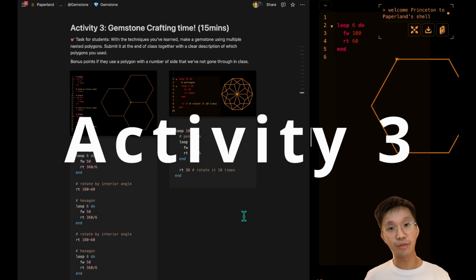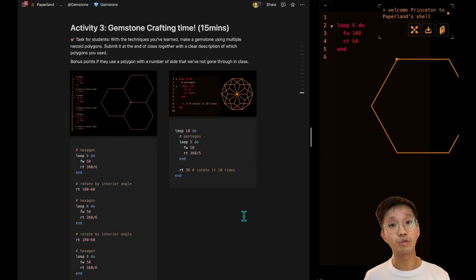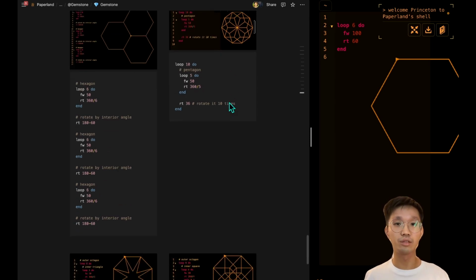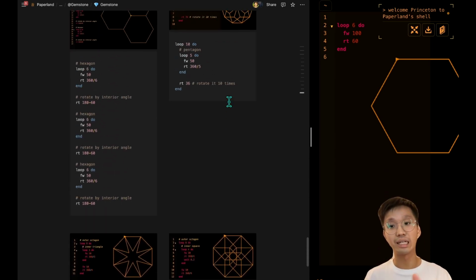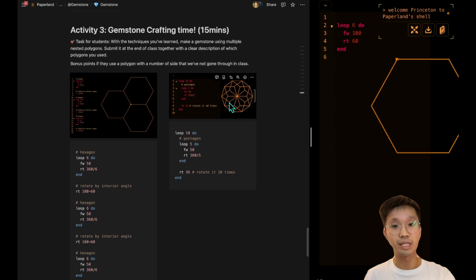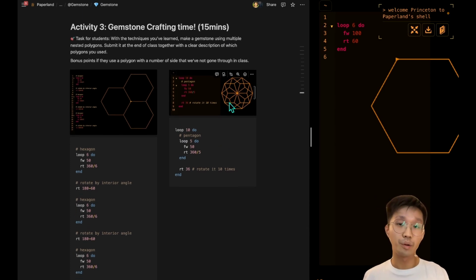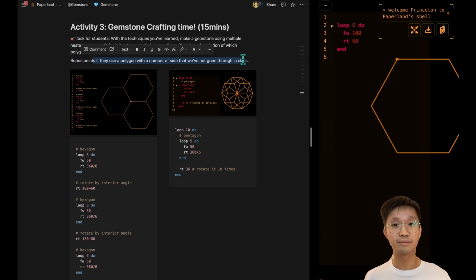So in activity 3, the students get a chance to be creative in the gemstone crafting session. The task is for them to use polygons to craft a gemstone, kind of like the ones we have shown here. They get bonus points if they are able to use a polygon with a number of sides that we have not gone through in class. And that's it for activity 3.